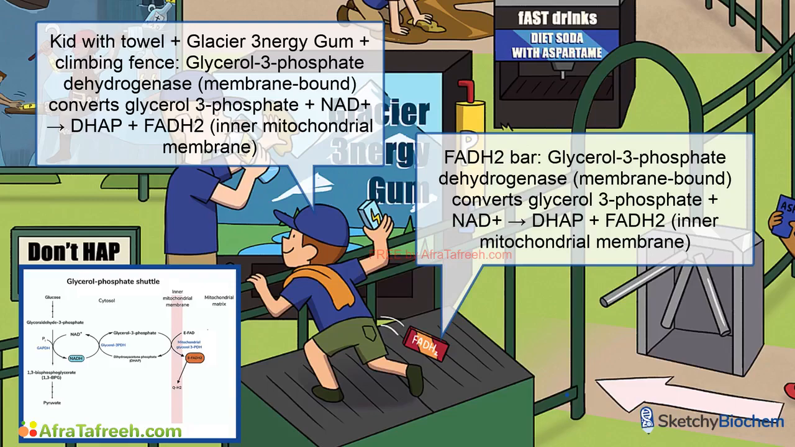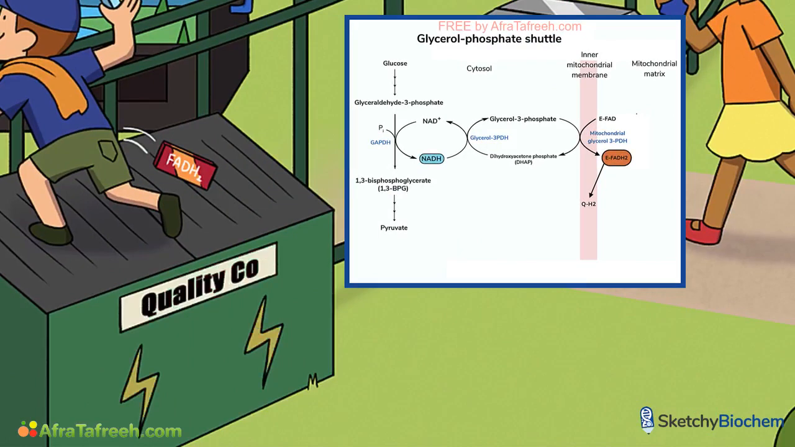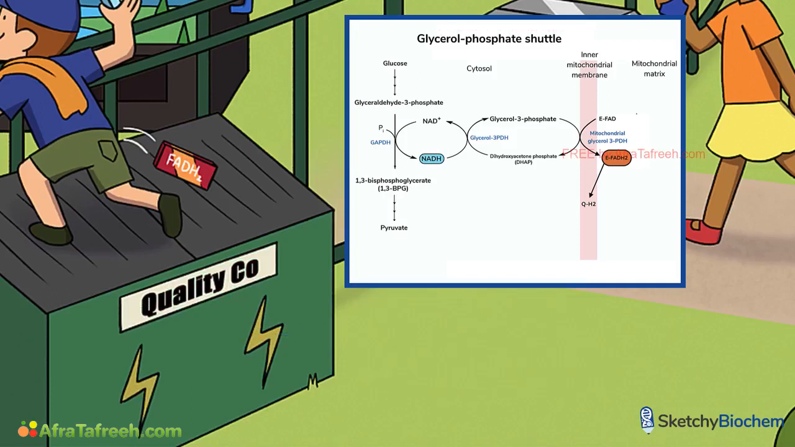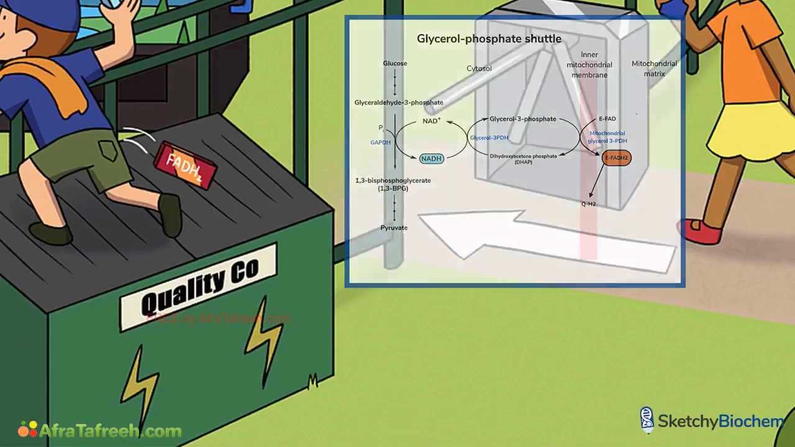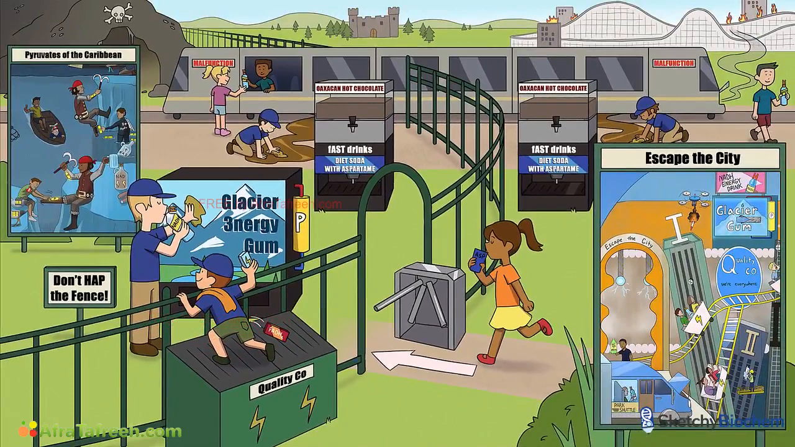So maybe 2 shuttles aren't better than 1 and my dad was wrong after all? Well, while I ruminate on that, those FADH2 electrons enter the ETC via CoQ and then continue on their merry way. Meanwhile, the membrane-bound dehydrogenase also recycled DHAP, so we're ready to start the cycle over again. Welp, that's it. Let's shuttle on out of here.